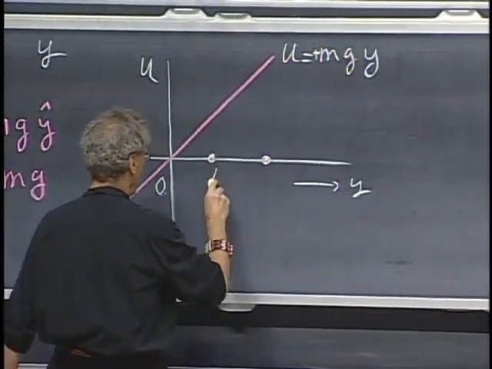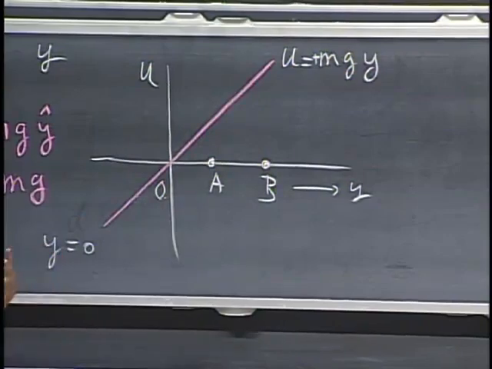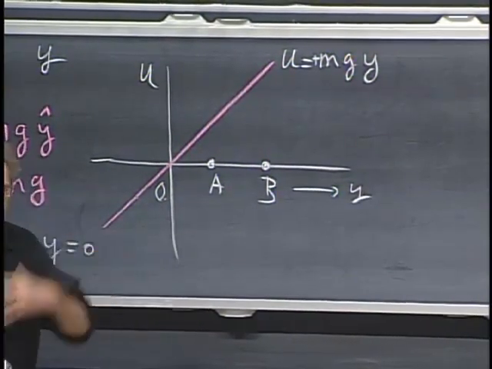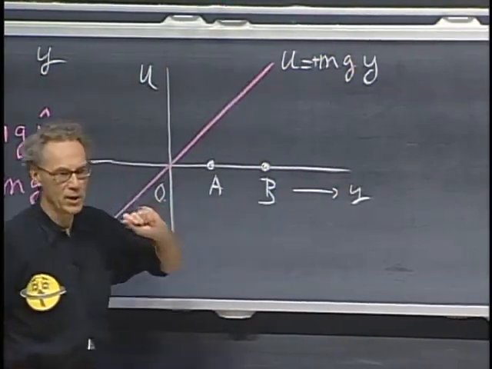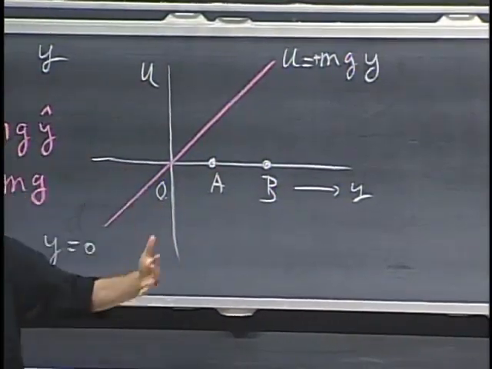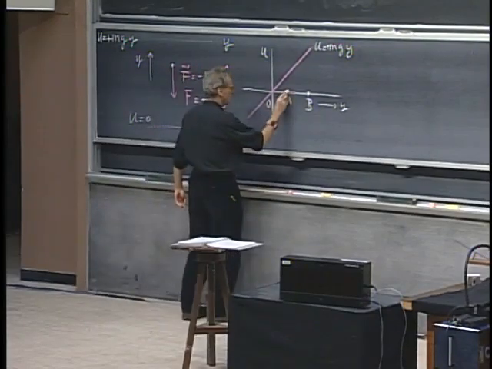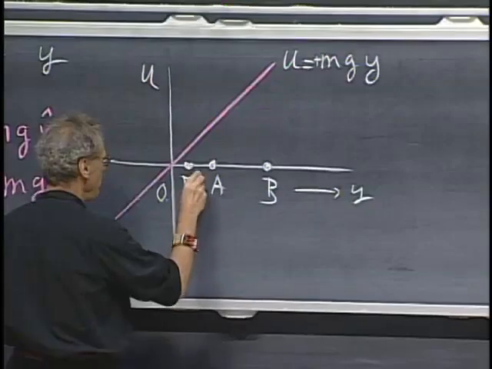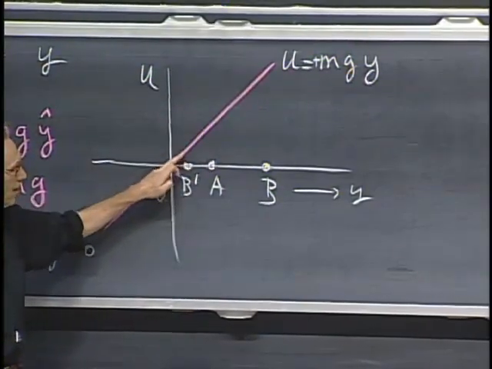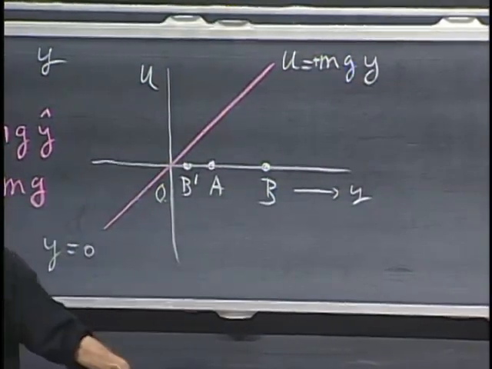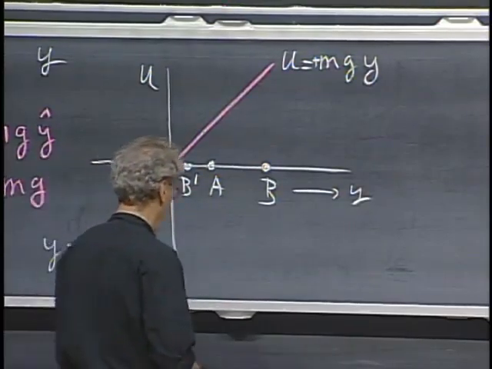If I'm here at point A, and I move that object to point B, Walter Lewin, move it, I have to do positive work. Notice that the gravitational potential energy increases. If I do positive work, gravity is doing negative work. If I go from A to some other point, call it B prime, then I do negative work. Notice the gravitational potential energy goes down. If I do negative work, then gravity is doing positive work.